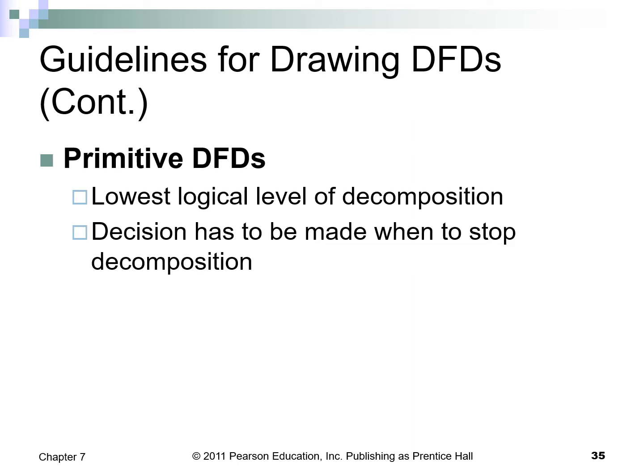For example, context, level 0, level 1, level 2, level 3, level 4. So I decide to stop at level 4. So level 4 will be our primitive data flows.